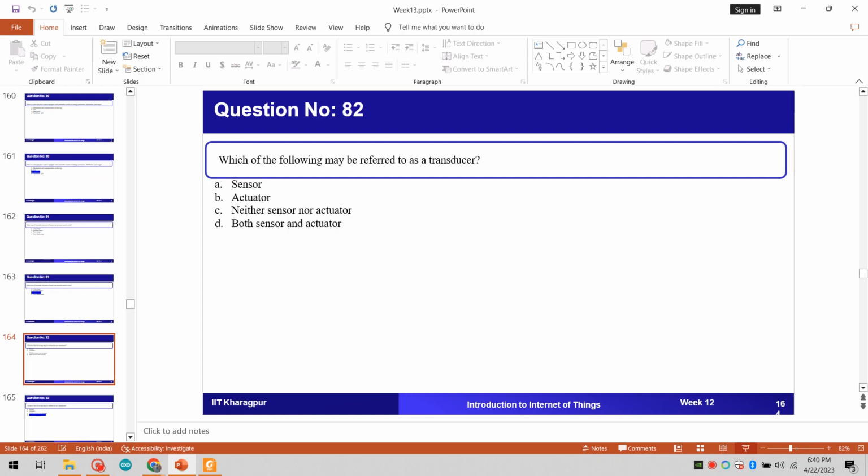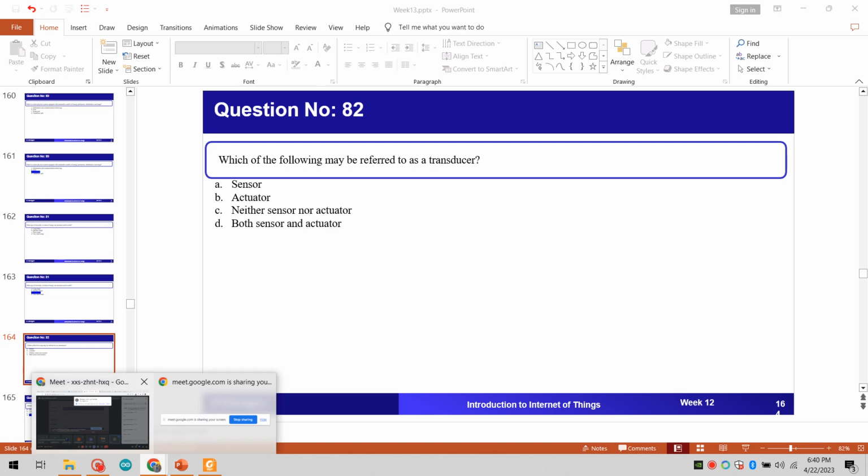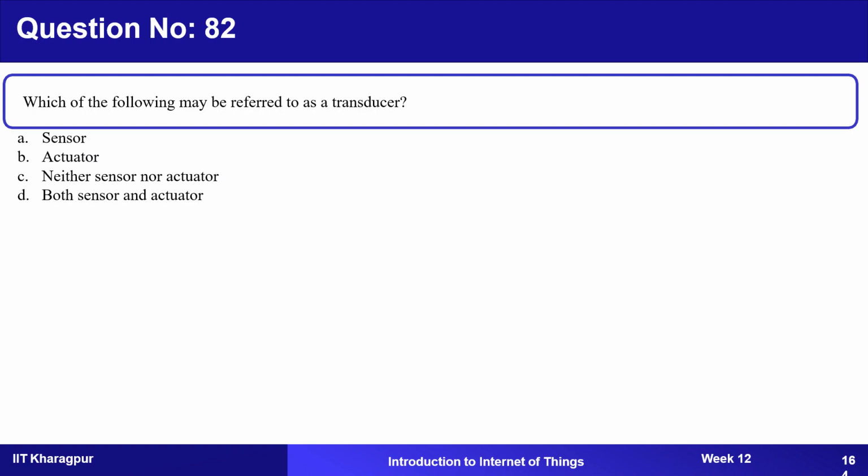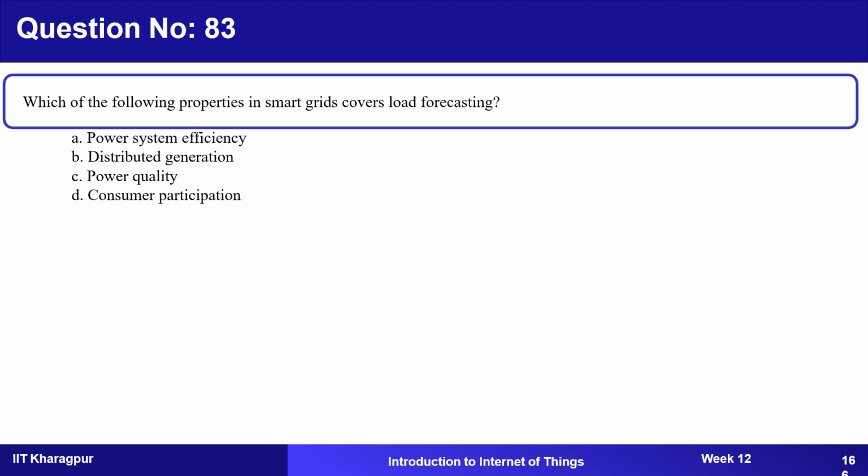Next question is, which of the following may be referred to as transducer? Options are sensor, actuators, neither sensor nor actuator, both sensors and actuators. D, ma'am. Both, D. Yeah, both sensors and actuators can transmit data and receive data, so that's why they may be referred to as transducers.